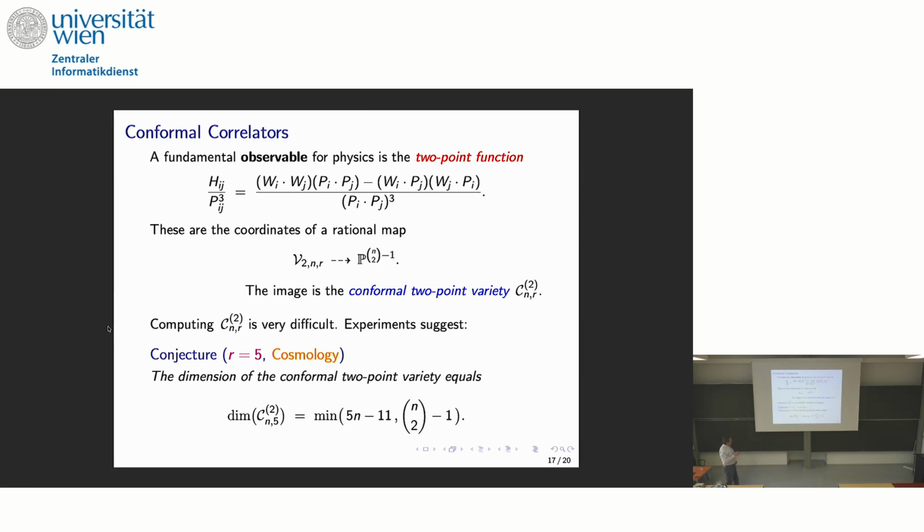Now, it turns out that computing this variety is very difficult. We don't even know the dimension. For example, in R equals 5, the cosmological case, we believe that the dimension is 5n minus 11. Of course, the ambient space dimension is an upper bound. But we've proved this up to n equals 30 using computations, but we don't know in general. So even computing the dimension, the most basic question, we don't know. Let's call this a conjecture.